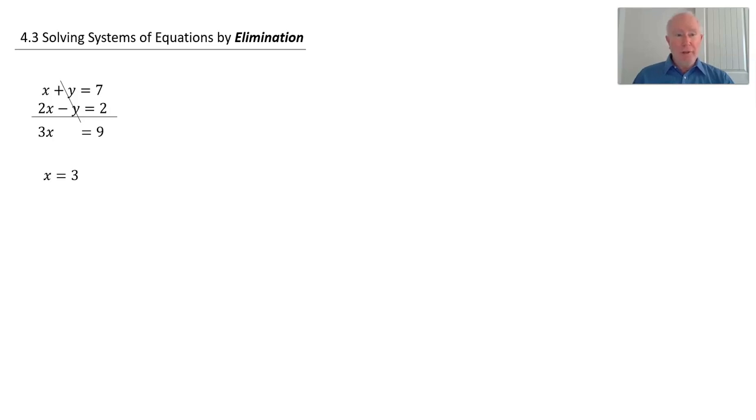Now we want to plug that back into one of the equations. It doesn't matter which one, but we try to do things efficiently. So it looks like it would be easier to plug it in the top equation. Everything's positive. We don't have big coefficients. So we put the 3 in for the x, and we get 3 plus y equals 7. So subtract the 3, y equals 4.